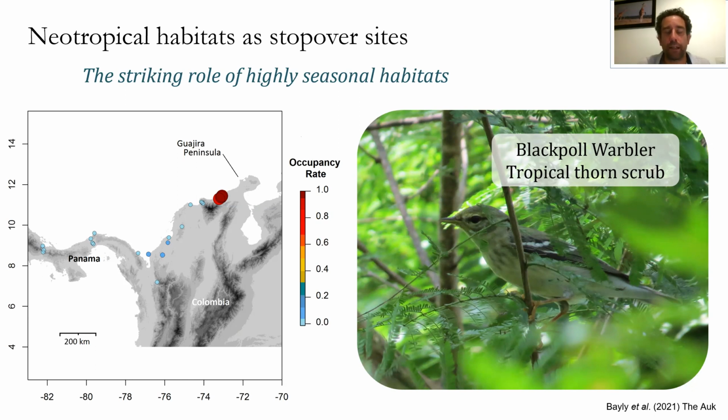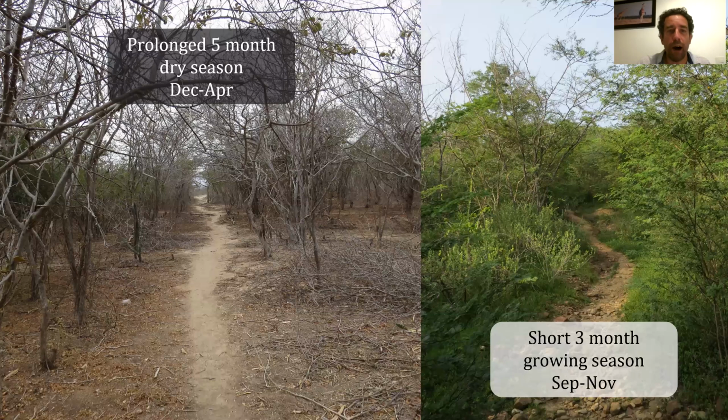An excellent example here is the blackpoll warbler, which we know makes these incredible flights during fall across the Atlantic Ocean down towards South America. After such a grueling journey, you might expect them to key in on humid habitats full of food, but surprisingly, they concentrate in some of the driest areas in Colombia, on the Guajira Peninsula, but also in coastal Venezuela. They're focusing on what's termed Caribbean thorn scrub or tropical thorn scrub, a highly seasonal habitat that for much of the year looks like this image on the left, where it's basically bare.